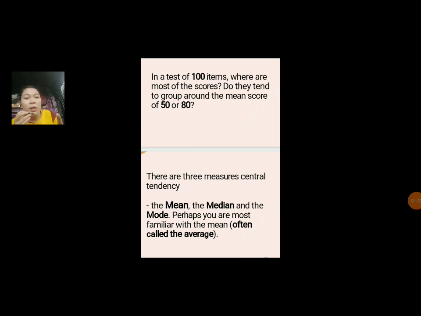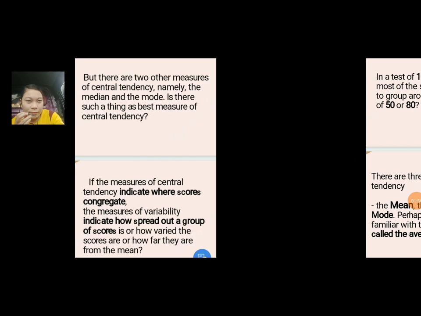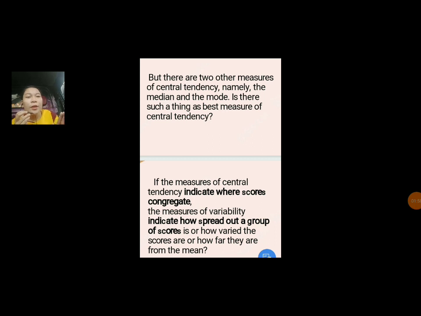Then there are three measures of central tendency. So these are the mean, median and the mode. I know that all of us are familiar with the mean because we use it every time we calculate or get our average. But there are two other measures of central tendency, namely the median and the mode. So is there such a thing as the best measure of central tendency? Among these three, which is better or best to use?